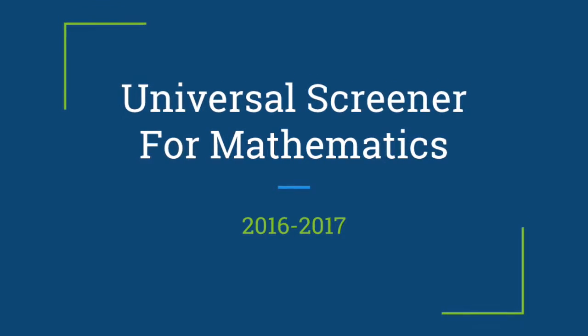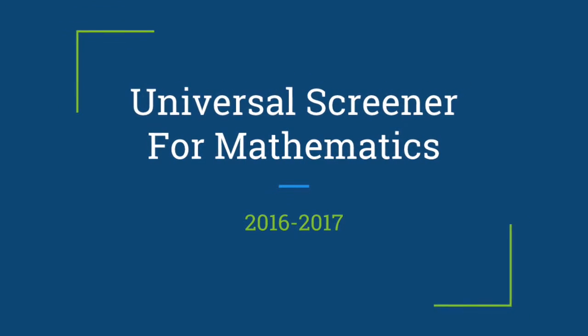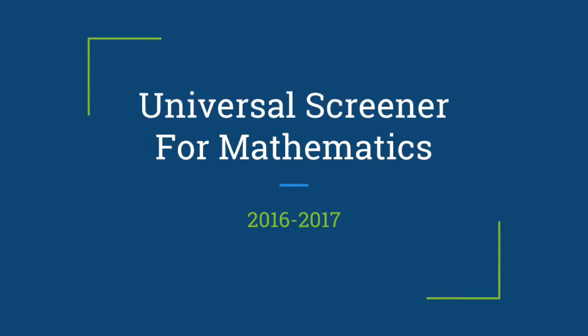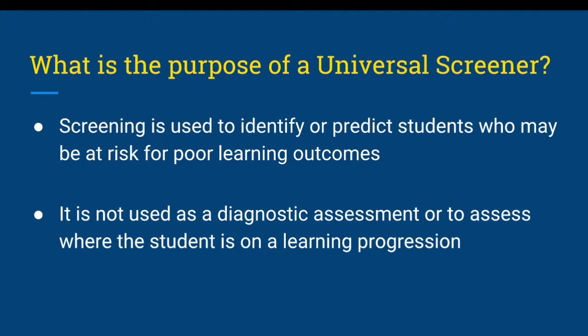These are the instructions on how to administer the universal screener for grades kindergarten through 5th grade. First thing we want to cover is just the purpose for the universal screener. The screener is really to identify and predict students that may be at risk. It's not a diagnostic assessment, so it's primarily not used to identify where the student is on a learning progression.